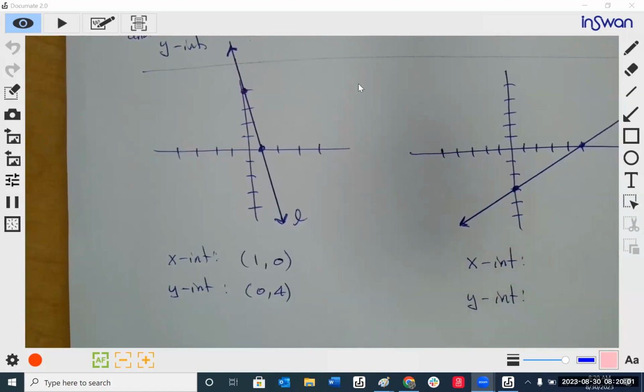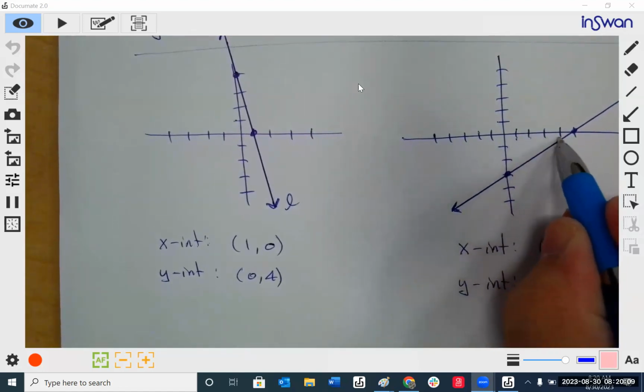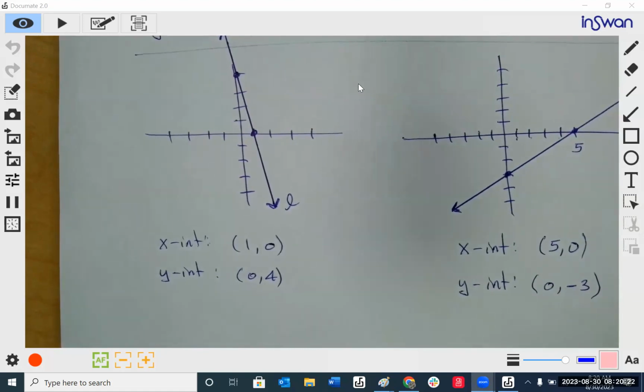Right, with this graph, what's the x-intercept? 1, 2, 3, 4, 5. And the y-intercept? (0, -3). Yeah, it's on the negative side. I'm saying that's going to happen also when you write. But yeah, you're absolutely correct. It's 3, but it's -3. So far, so easy.